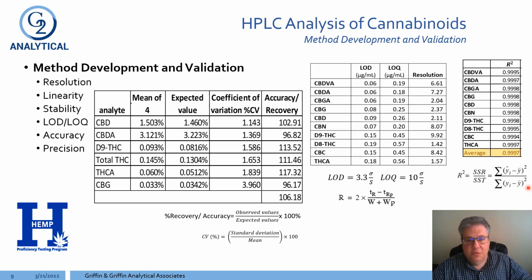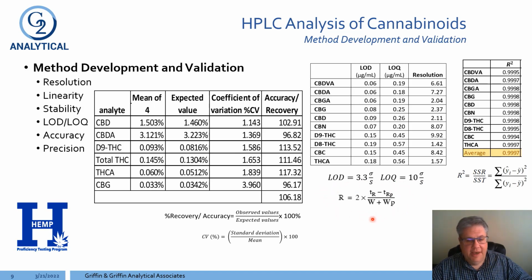One of the first things we did was to establish our limit of detection and limit of quantitation for the method. In order to do this, we inject the low levels of each of these analytes. These are the 10 cannabinoids that we're interested in analyzing. And so we do this, and then we can calculate the LOD and LOQ based on these traditional equations, where the LOD is 3.3 times the signal to noise, and the LOQ is 10 times that signal to noise.